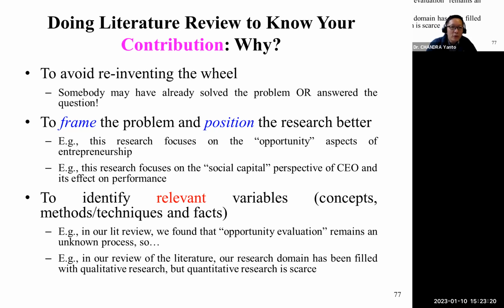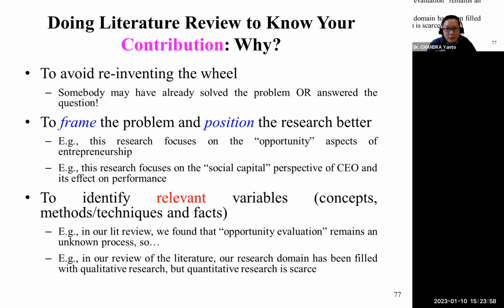The second reason for doing a literature review is it helps you frame the problem and position your research better, because again, we are not the only people in the world who do research. Assuming that you are the first researcher in the world, let's say 1,000 years ago, before there was any profession for a researcher or academia, then you might be the first person and you don't have to worry about framing and positioning your research. But right now we have millions of researchers and maybe hundreds of millions of students doing research. Then you need to know where you are.